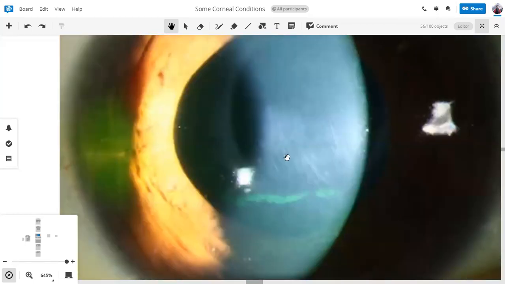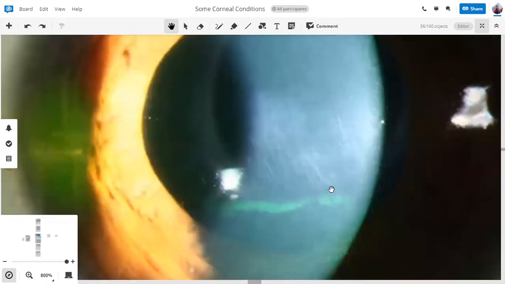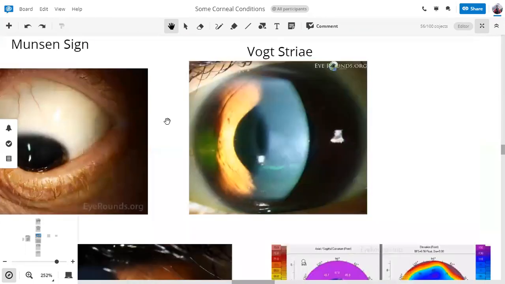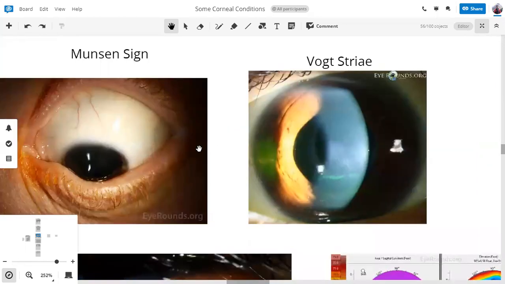Because of that tension, meaning tension on the stroma, these stria appear, and these are called Ward stria. These are Ward stria, these parallel lines in the corneal stroma. So Ward stria and Munson sign: we've done two important signs.